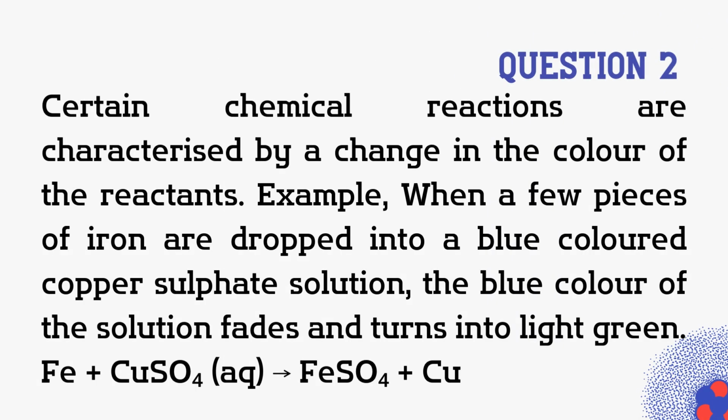Next answer is, certain chemical reactions are characterized by a change in the color of the reactants. For example, when a few pieces of iron are dropped into a blue-colored copper sulfate solution, the blue color of the solution fades and turns light green. This color change indicates a chemical reaction, where iron displaces copper from the solution.